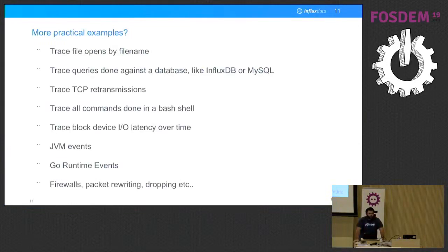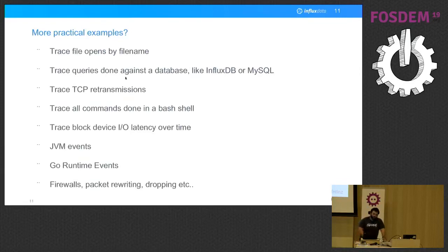What are more practical examples? Trace file opens by file name. I've written a bunch of them. Go runtime events for XDP firewalls and packet rewriting. Trace commands in a bash shell. Write a keylogger, whatever you want to write.